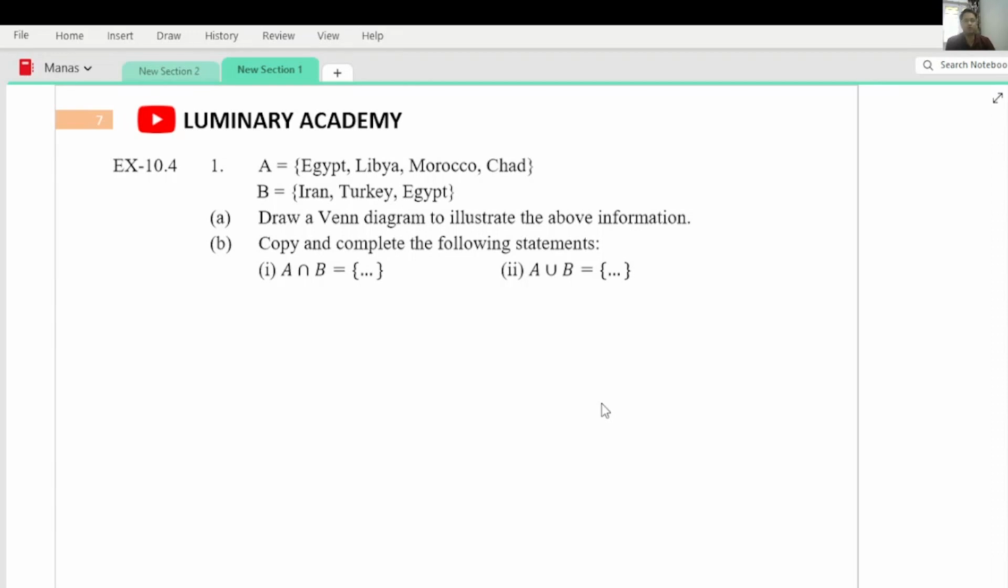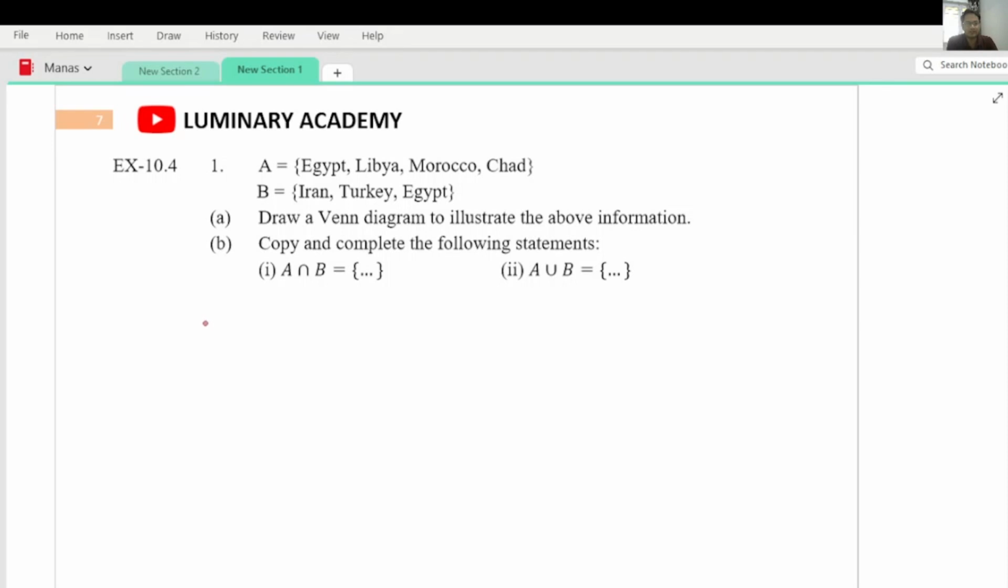Showing you how to solve the question based on sets. Okay, I'll be drawing the Venn diagram also. So let's do the question from the IGCSE book, exercise 10.4. There is a chapter 10, and from that we are doing exercise 10.4, question number 1.